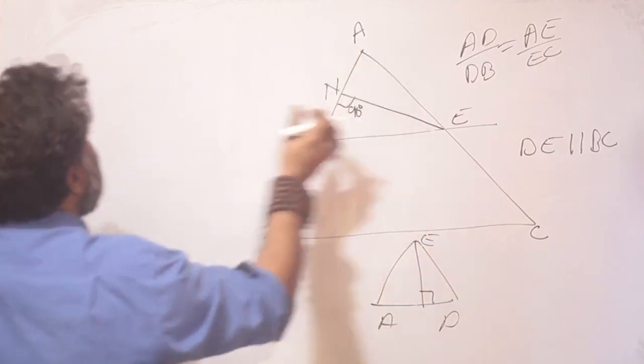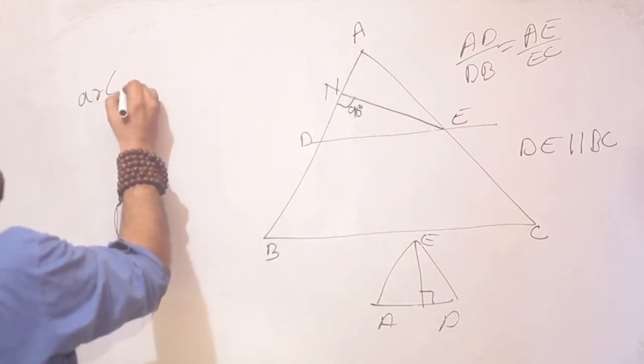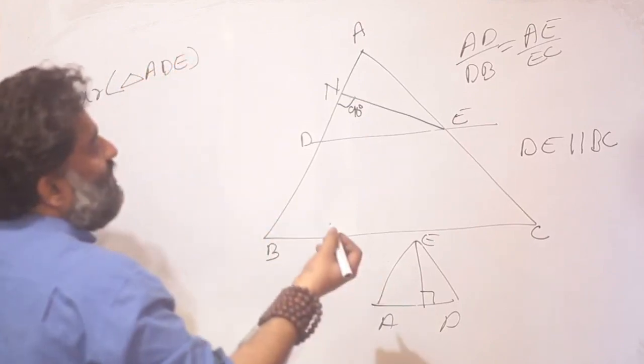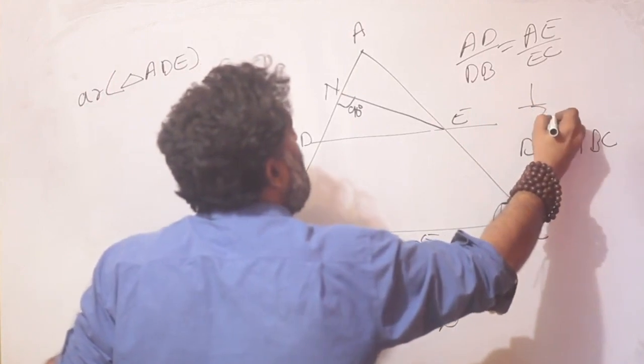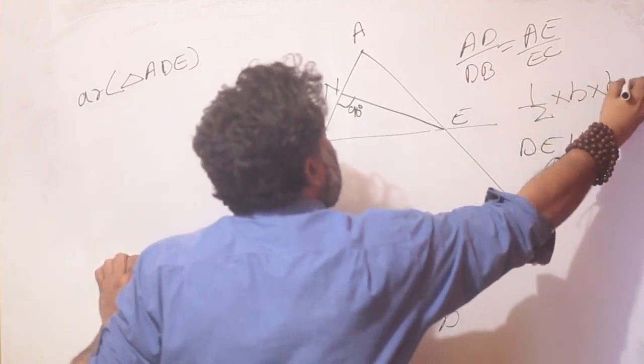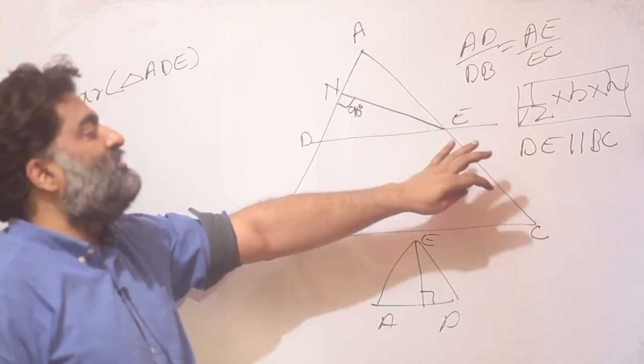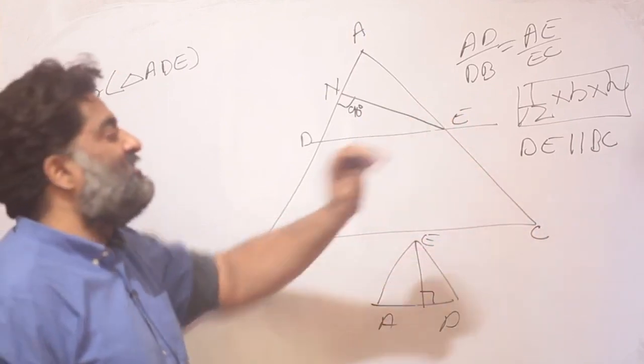If I think of triangle ADE, area of triangle ADE, what is the area of a triangle? Area of a triangle is half into base into height. This idea again we have worked out, derived, proved, so we know the area of a triangle is going to be half base into height.